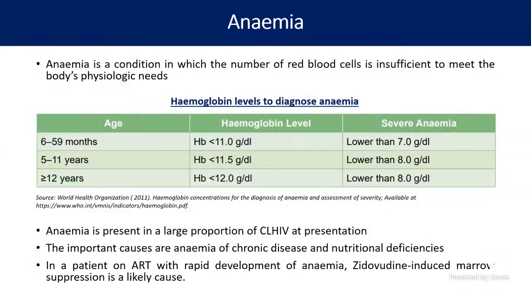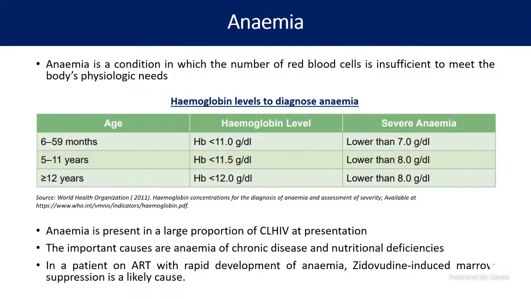Here, anemia is a condition where the RBCs are insufficient to match the physiological needs of the body. And when do we call it anemia? When hemoglobin is less than 11 grams in a child between 6 months and 59 months. So for 6 months to 5 years, less than 11 is anemia, but severe anemia is less than 7. Less than 8 applies between 5 years and 12 years.